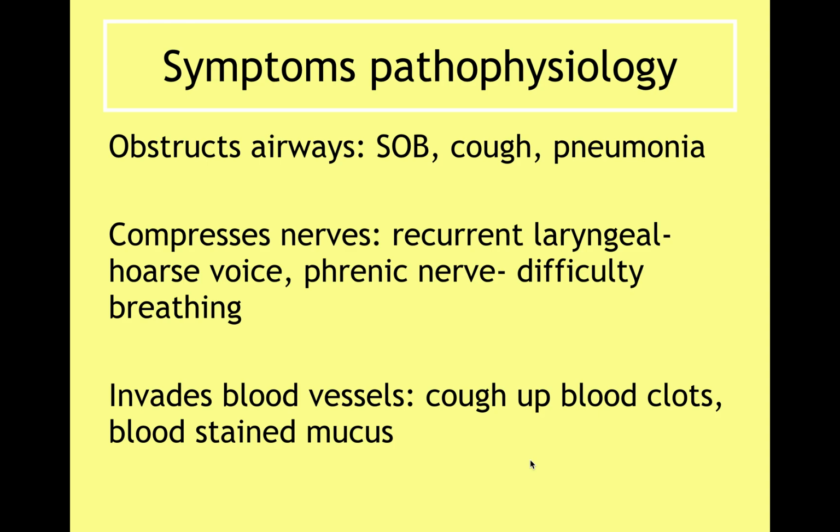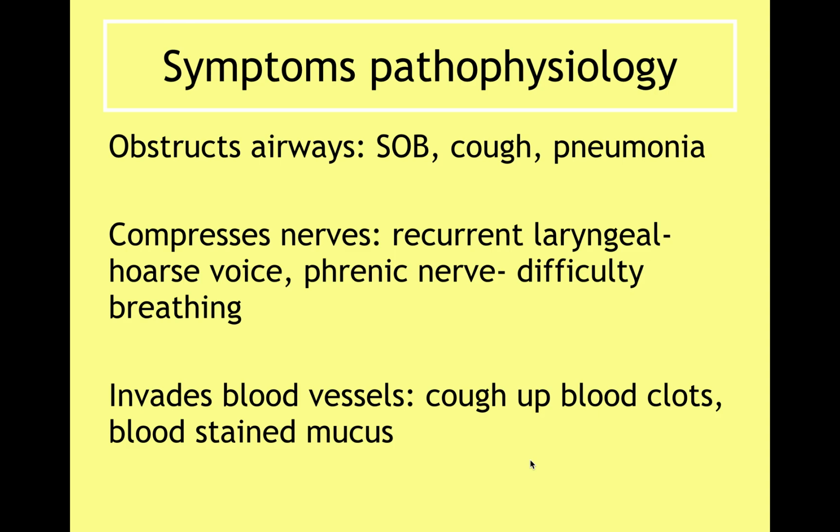So a little more about the pathophysiology of the symptoms that patients might get. So like I said, they might present with shortness of breath, a cough, or pneumonia. This happens because there's airway obstruction. So the tumour itself is in the airways, which is stopping the air getting through, causing those symptoms. The tumour might also grow and compress on one of the nerves near the lungs. This can include the recurrent laryngeal nerve, which loops down under the aorta, and that can cause a hoarse voice in some patients.